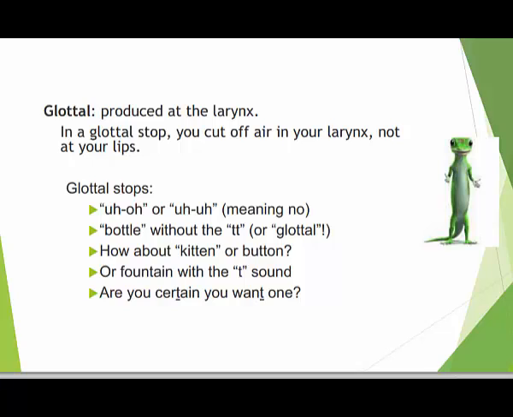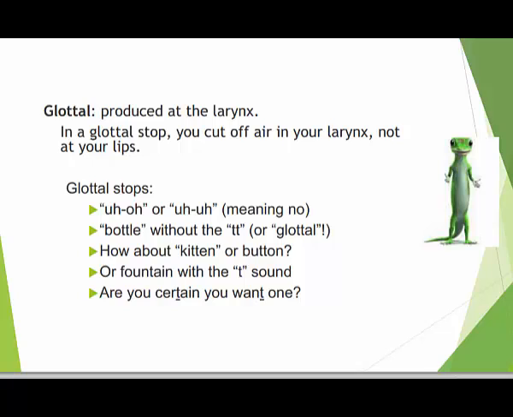And finally, we have the glottal. This is produced at the larynx. So typically, you have what's called a glottal stop, where you cut off the air at your larynx, so your vocal cords are totally closed and no air is going through. We have some glottal stops in English when we say oh or uh-oh, those involve a stoppage of air. If you say it and stop, you're not breathing because there's no air getting through your vocal cords.